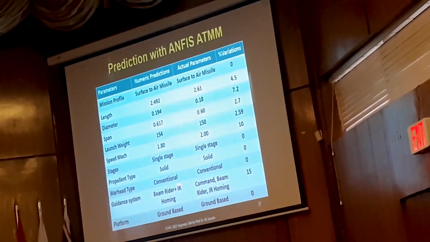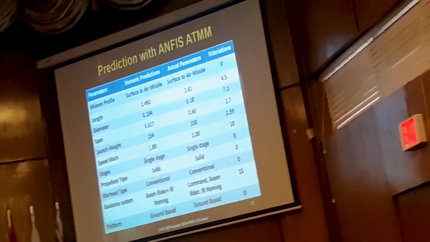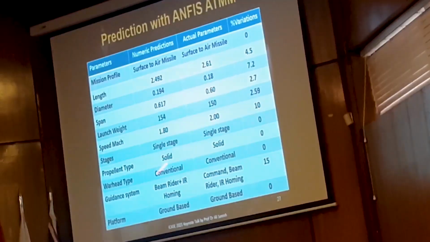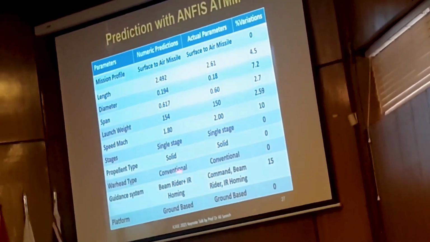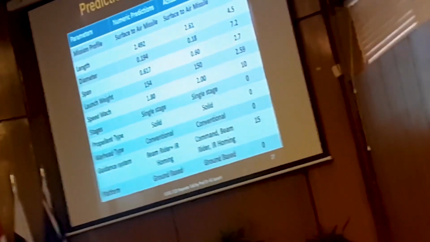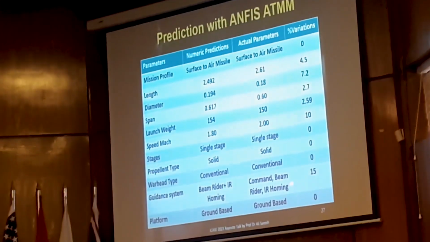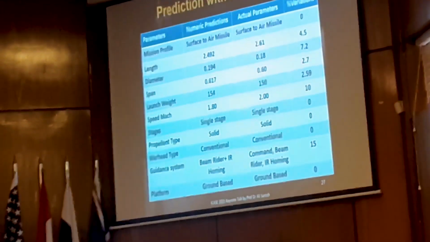The numeric prediction worked on three basic. It found out that we should have beam riders, we should have an IR homing. The actual one had a beam rider, an IR homing, and a C3 additional module to it, which of course it could not predict, but it was still very, very reasonable to start a design process. You can always make an iterative phase along the way.